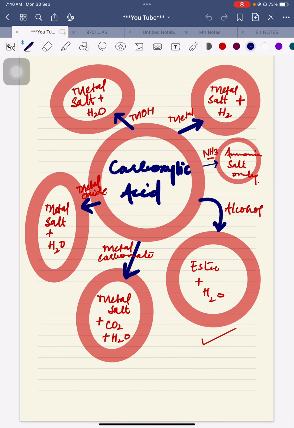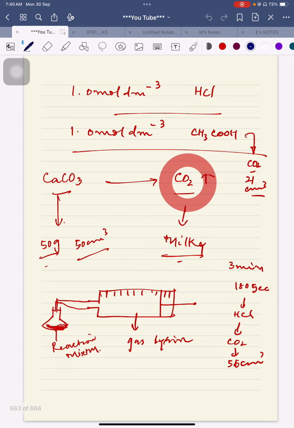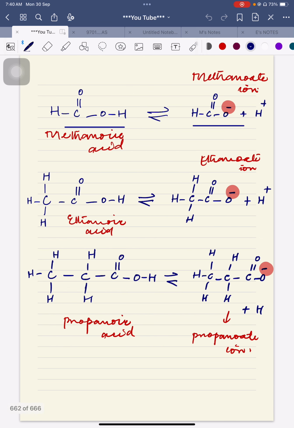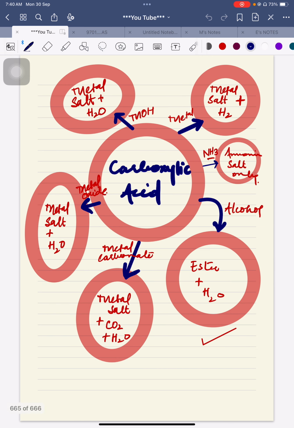Hey guys, welcome back. We were dealing with the reactions of carboxylic acids. Before this, I have told you what carboxylic acids are. Carboxylic acids are also called organic acids. And here we have practiced the ionization equations of these acids. And afterwards, I was telling you about the reactions of carboxylic acids.